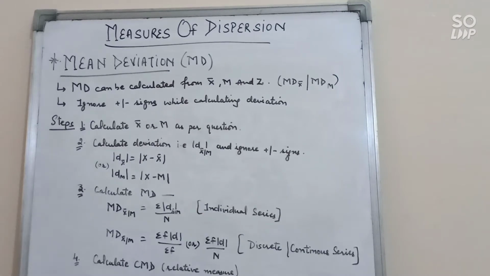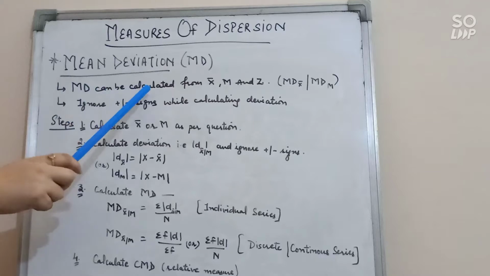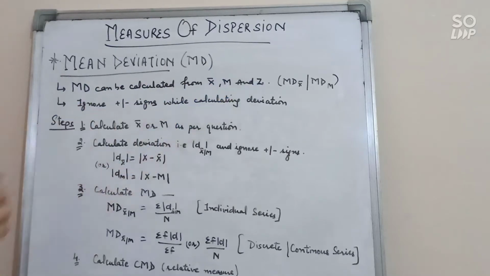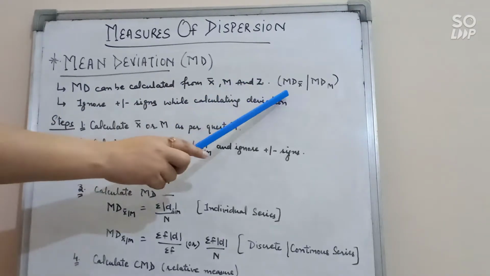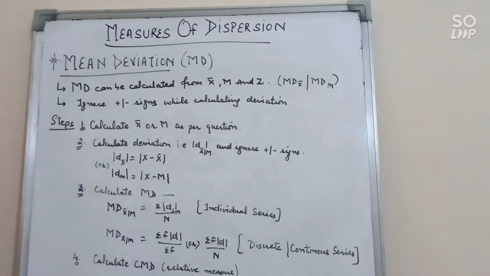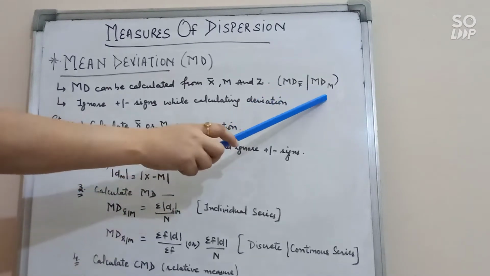You can do this topic only if you know how to calculate mean, median, mode in individual series, discrete series and continuous series. So let's see mean deviation. Mean deviation, again, is a statistical technique to find out variation in the series. Mean deviation can be calculated from mean, median and mode, but in your syllabus we have only mean and median. So when you calculate mean deviation from mean or mean deviation from median, you will write like this, okay?